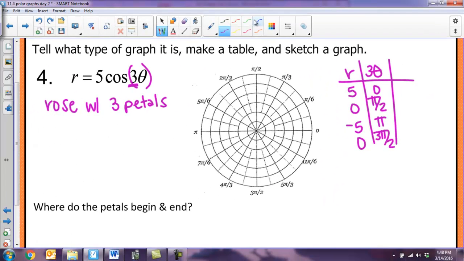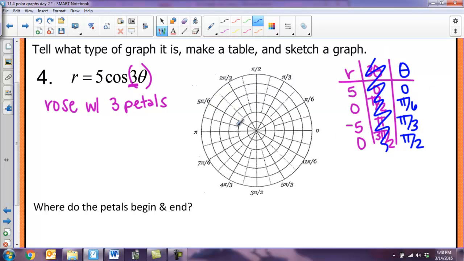And then again, I've got to follow that same process where I just want to find out what the real theta is. So divide each of these angles by 3. That would get me 0. Pi over 2 divided by 3 is pi over 6. Then pi over 3. And 3 pi over 2 divided by 3 would just get me pi over 2. Now I can just graph these angles.